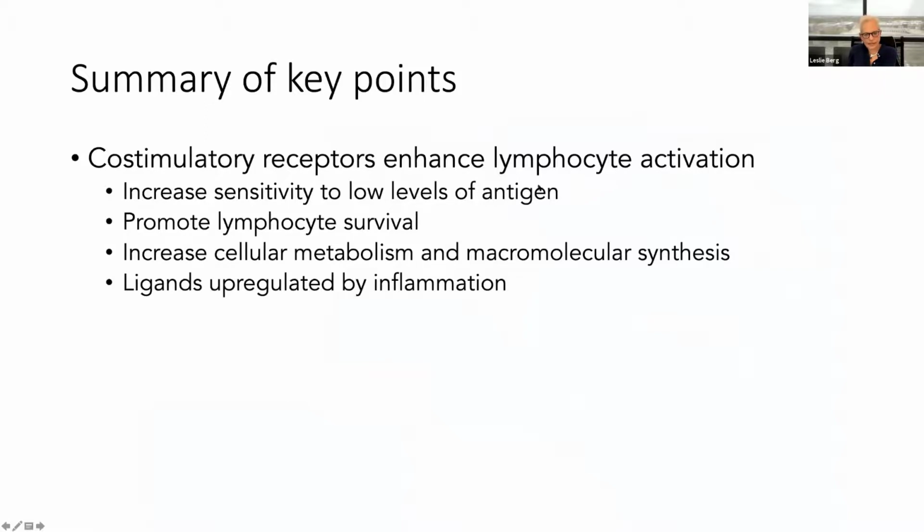So co-stimulatory receptors enhance lymphocyte activation. They can increase sensitivity to low levels of antigen, promote lymphocyte survival, increase cellular metabolism and macromolecular synthesis through mTOR and AKT, and their ligands are generally upregulated by the innate immune response. So that helps the lymphocyte decide, yes, this is really a danger, there's an infection, there's inflammation around me, and so I'm going to increase my sensitivity to respond to whatever that pathogen is.